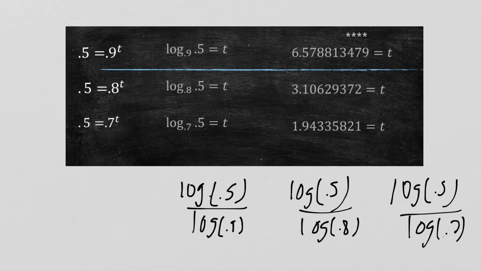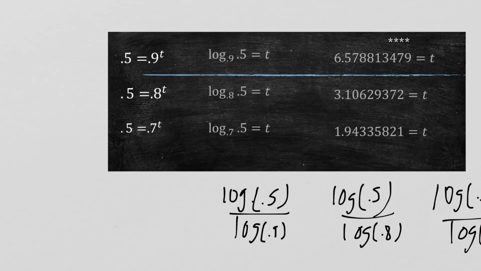So if I drop by 10% every year, it's going to take 6.58 years to drop to 50%. If I drop by 20% per year, it's going to take 3.106 years to drop to 50%. If I drop by 30% every year, it's going to take me 1.94 years to drop to 50%, right? And we can do this for any amount of percentage as our base.